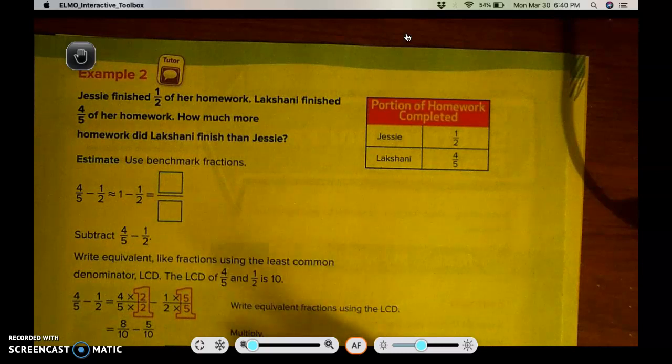Lake Shawnee, I don't know. What kind of name is Lake?